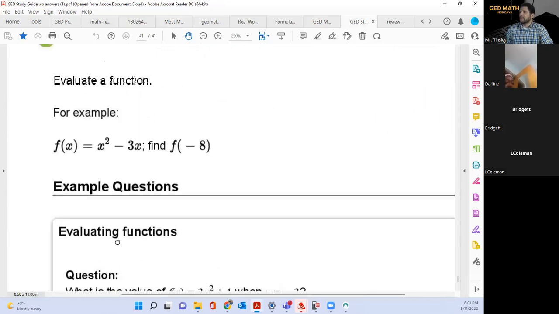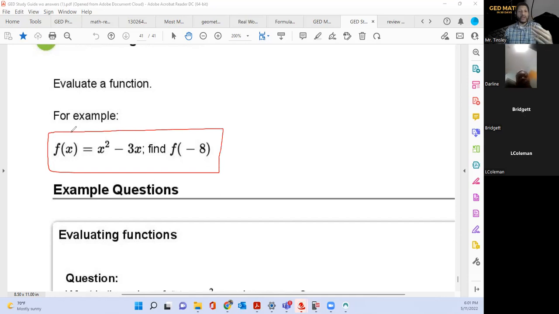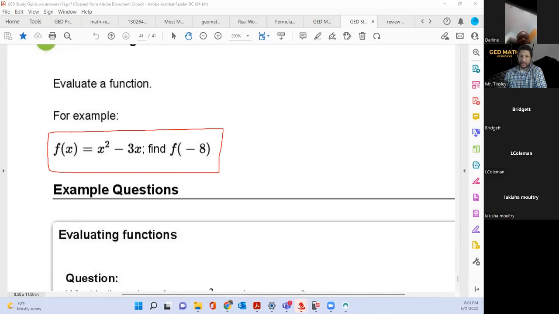One of the biggest mistakes people make, and I can tell you this right now, is that the GED will use negative numbers for you to evaluate an expression or a function a lot of the time. Not every single time, but a lot of the times. First of all, let's make sure we understand how to do this by hand. How will we do this manually?